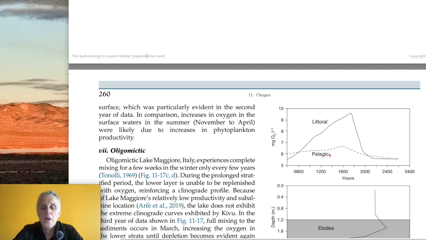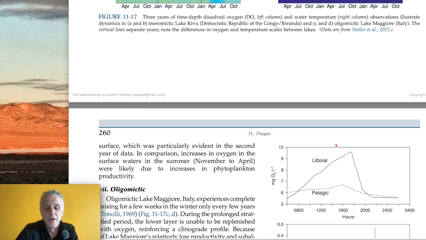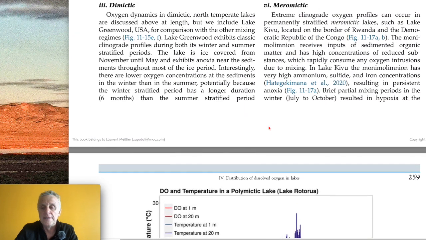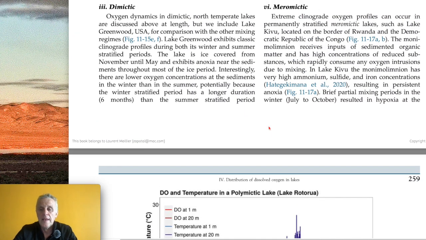In comparison, increases in oxygen in the surface water in the summer were likely due to the increase in phytoplankton productivity. So we have two processes going on here. One is the phytoplankton during the summer, and then the other is the organic matter that is degrading in the sediment and consuming oxygen.